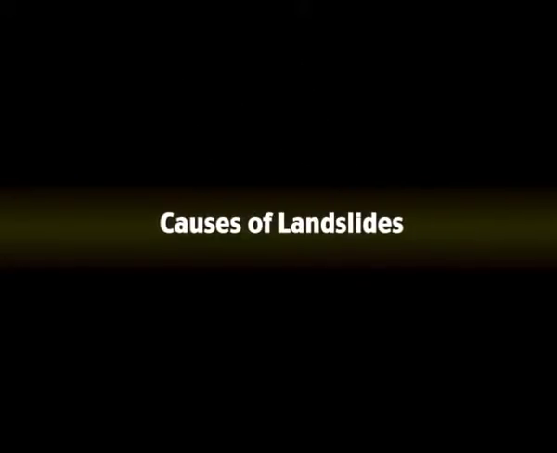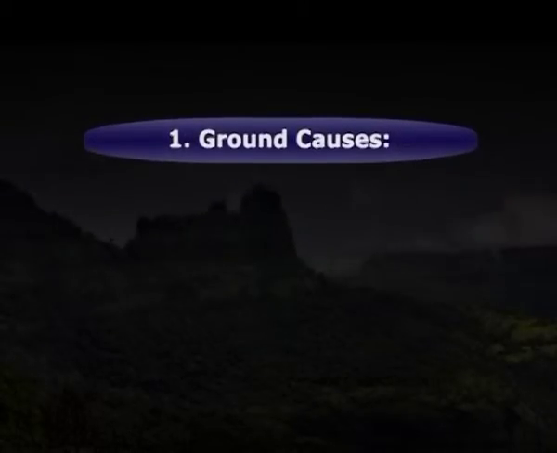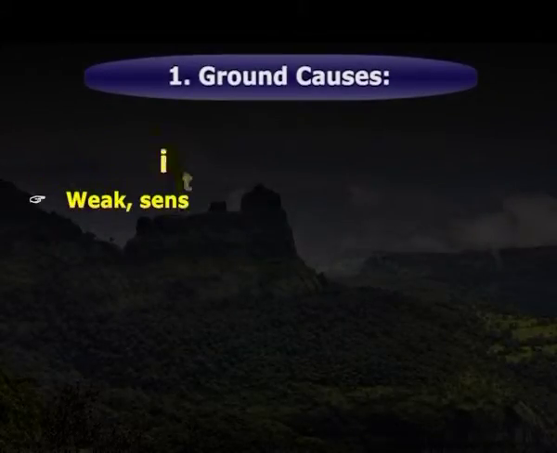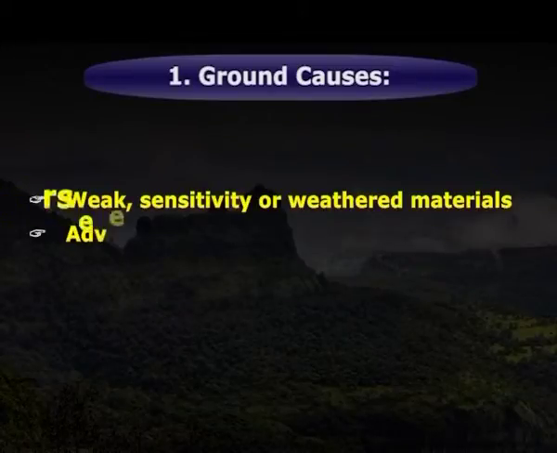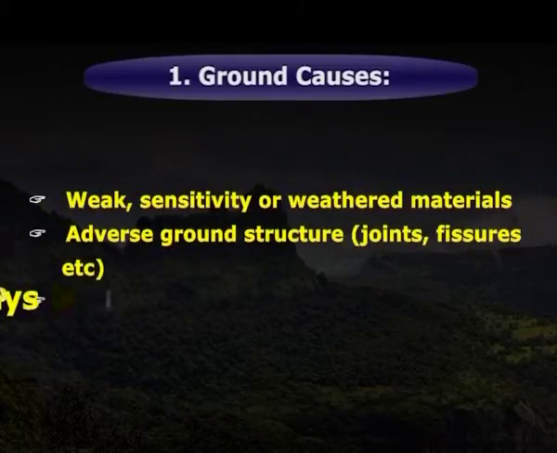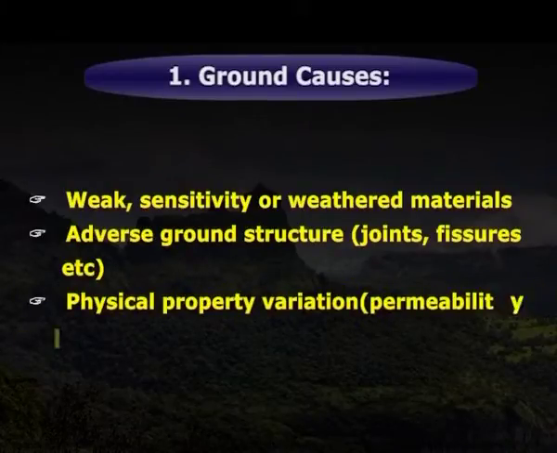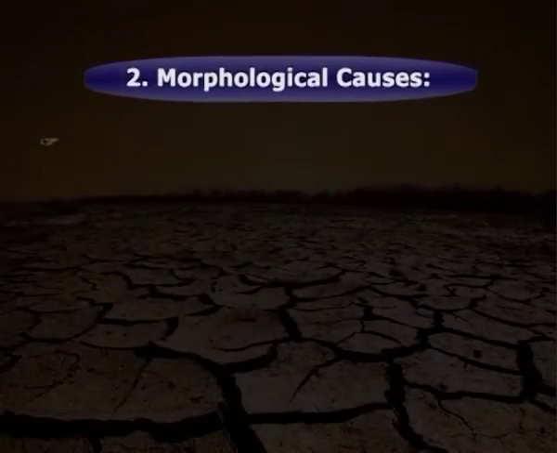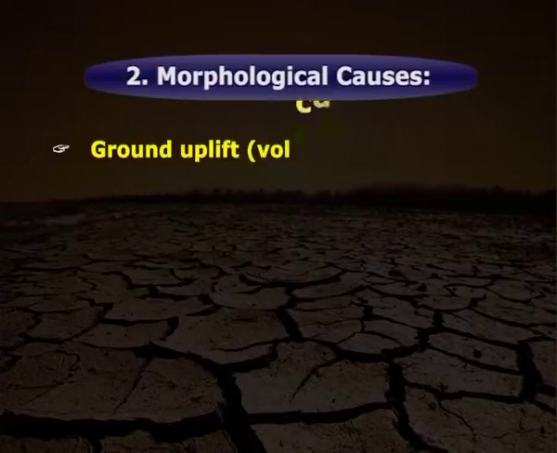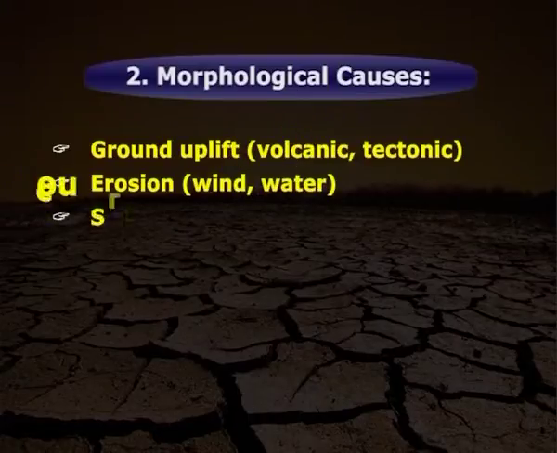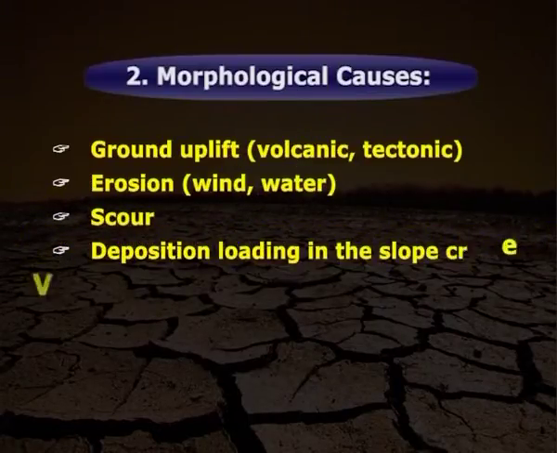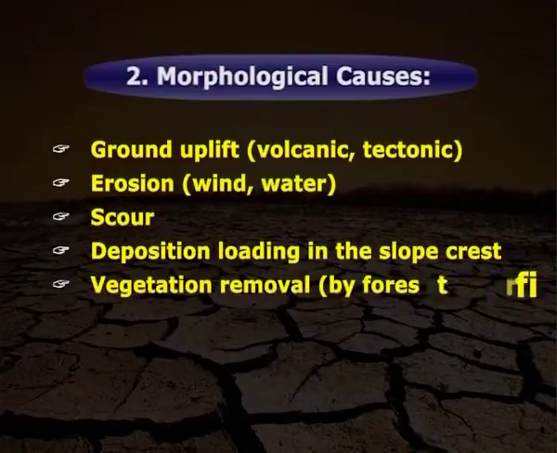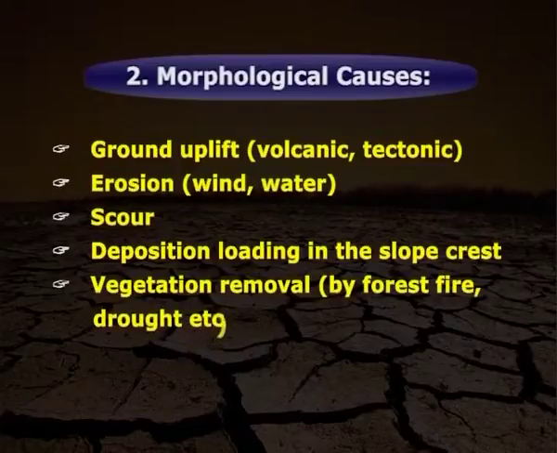Causes of landslide. Landslides can be caused by the following causes. Point number 1, ground causes: weak, sensitive or weathered material, adverse ground structure, joint features, etc. Physical property variation: permeability, plasticity. Point number 2, morphological causes: ground uplift, volcanic, tectonic, erosion by wind and water, scour, deposition loading in the slope stress, vegetation removal by forest fire, drought, etc.